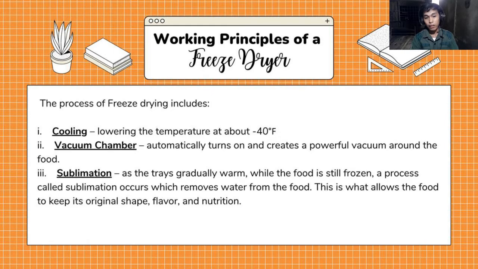Sublimation: as the tray gradually warms while the food is still frozen, a process called sublimation occurs which removes water from the food. This is what allows the food to keep its original shape, flavor, and nutrition. Sublimation is defined as heating a solid to gas.